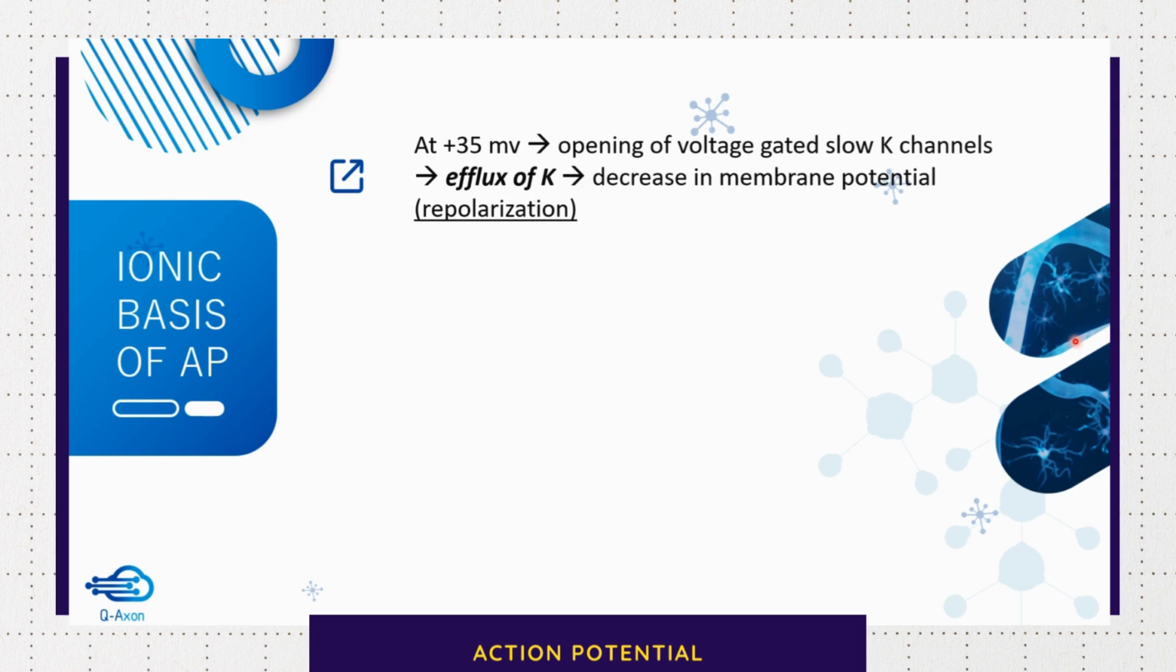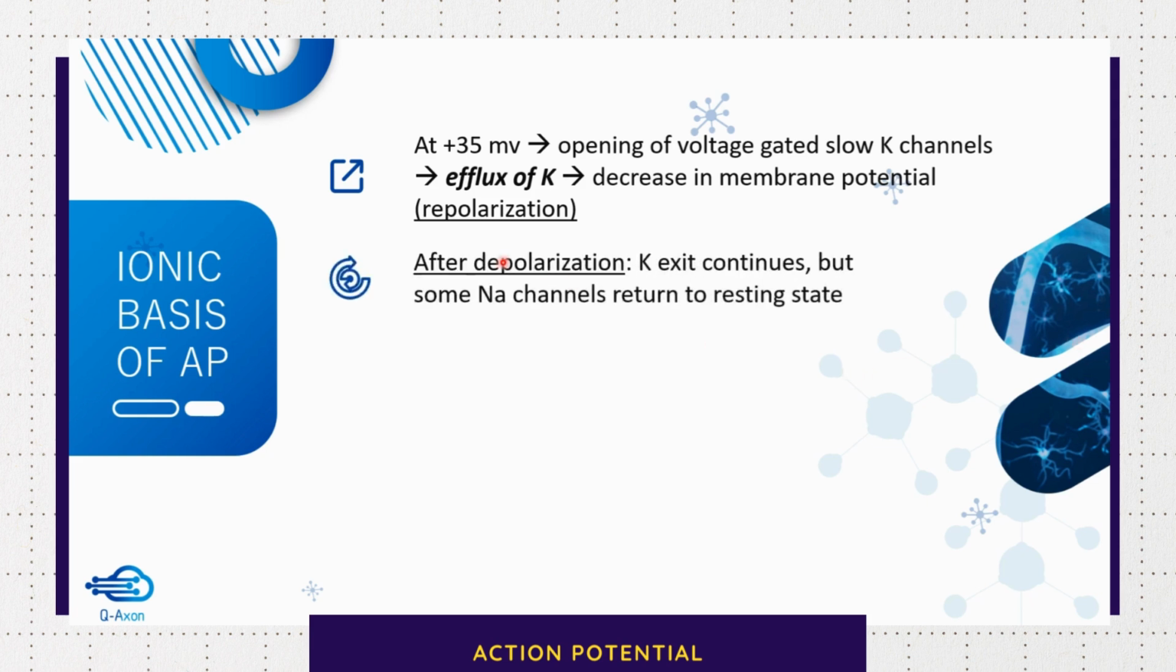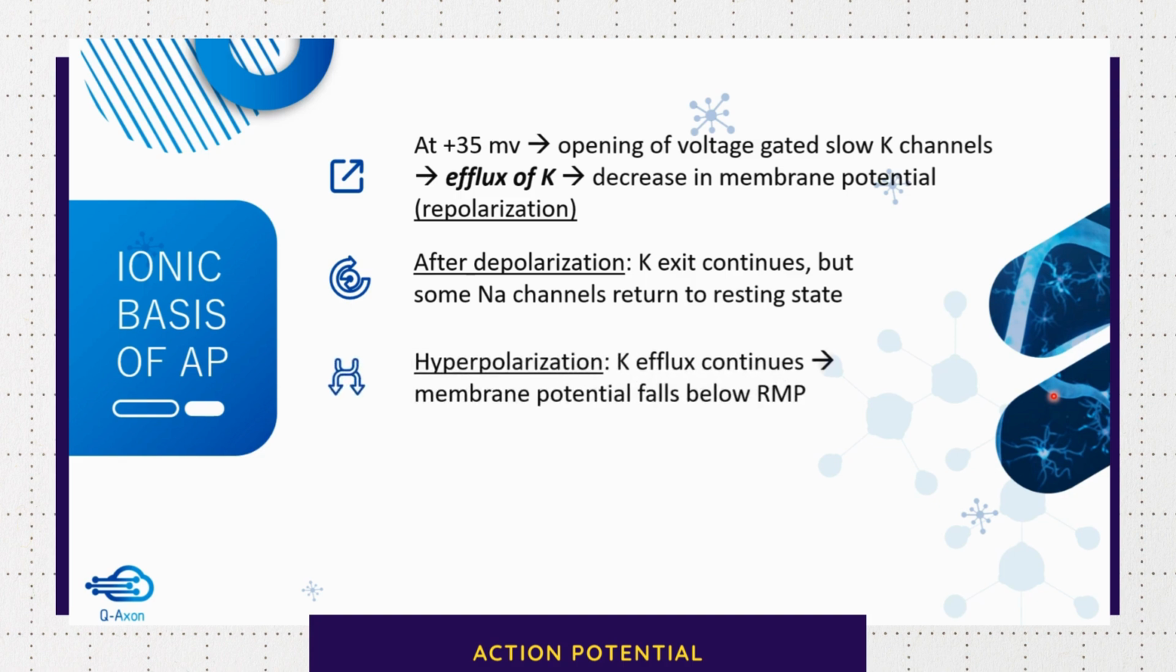So repolarization continues, and we demarcate a separate phase in repolarization, that is after depolarization. Now this is a part of repolarization because potassium exit continues during this phase. But the importance of this phase is that during this phase, the voltage-gated sodium channels are slowly coming back to their resting state. That is why we demarcate this phase. So at the end of this phase, the membrane potential has reached resting membrane potential.